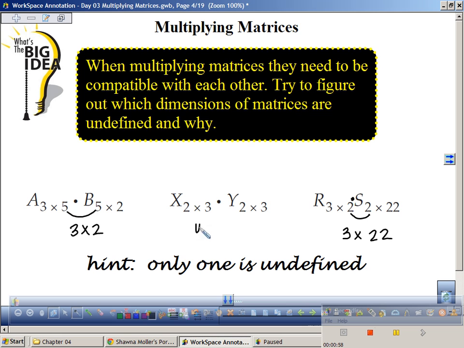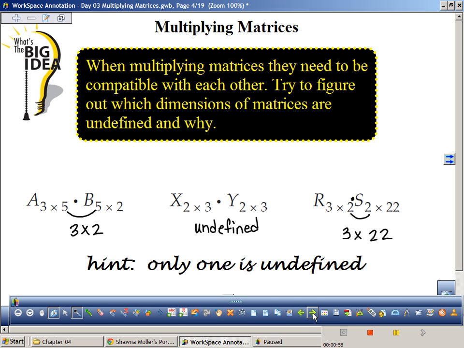This is undefined. Which one is undefined? The middle one is undefined. So all the ones where the terms don't match up, they're all undefined. Yep. Got it? Undefined and does not exist. They are not the same thing. Okay.